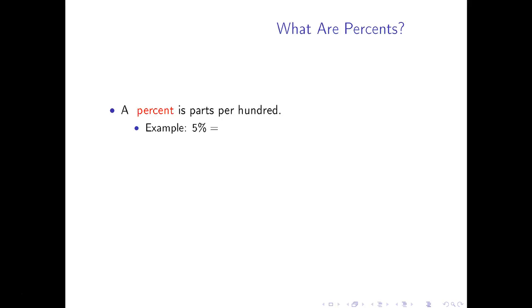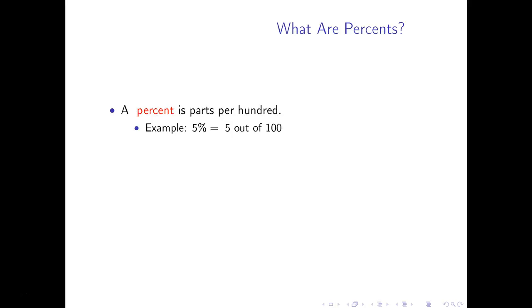So an example would be if I said 5%. Well, 5% means 5 out of 100. So 5% of the population does something. That means if I grab 100 people, 5 of them will usually, that'll work out for.